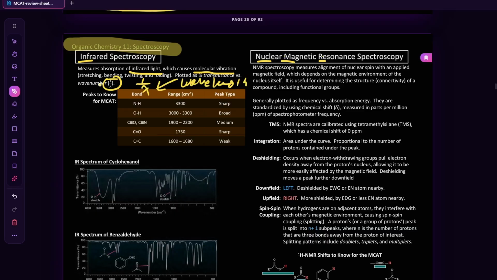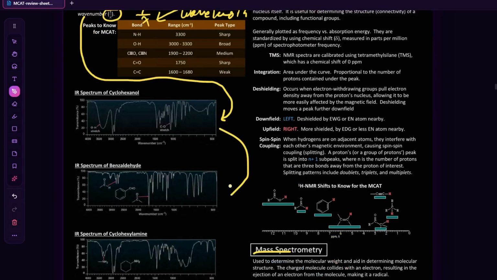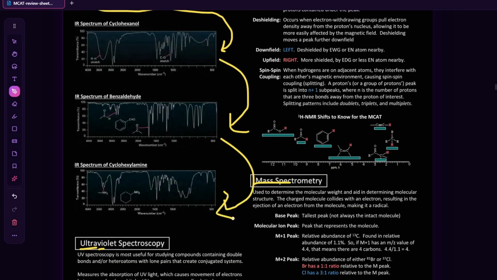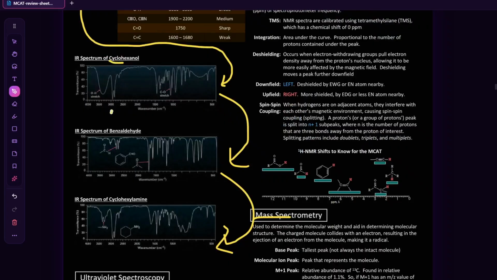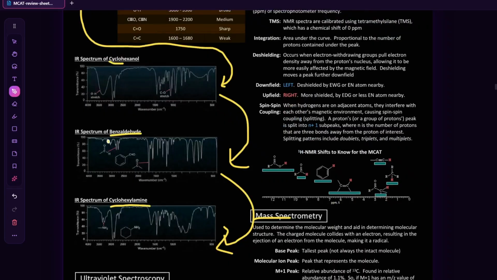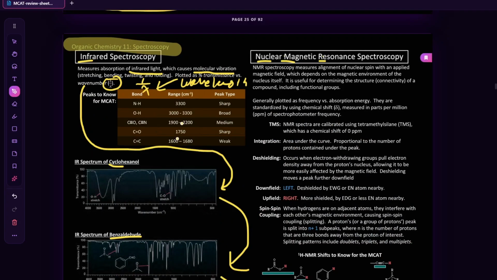So the peaks you need to know for the MCAT would be on a graph, is what it's saying. So that's why it's plotted, it's a graph. So these are good examples of the graphs. Here are 3 different examples. There's one for cyclohexanol, benzaldehyde, and cyclohexylamine. So then you have these useful peaks on this graph that you basically have to memorize.